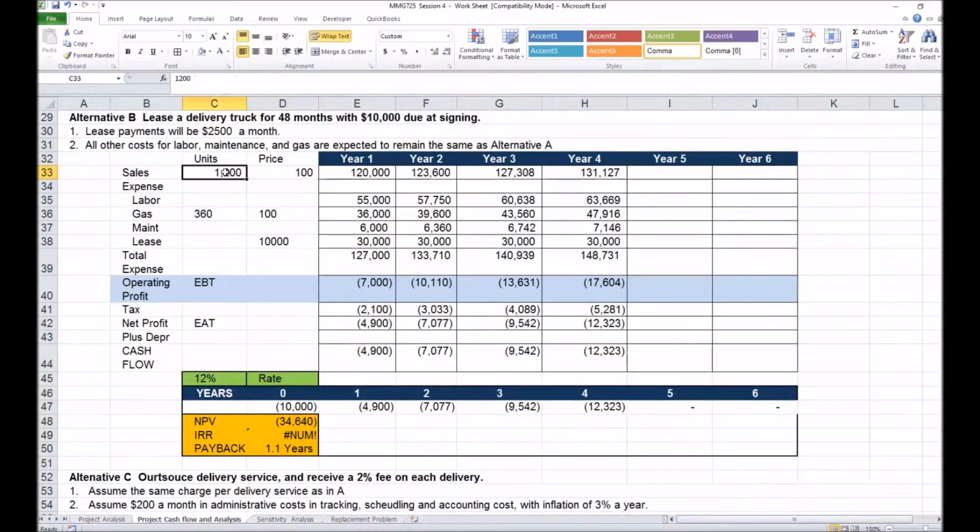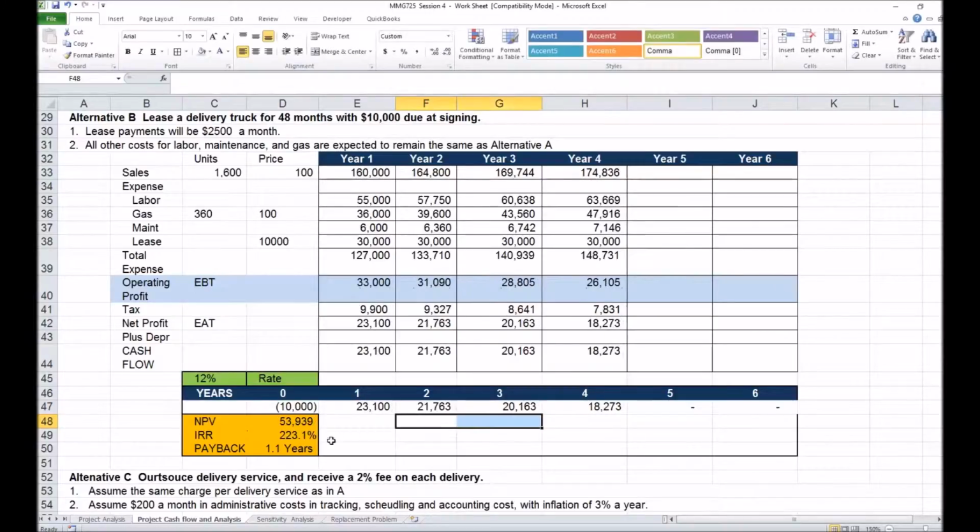If this one were to change to 1,600, it goes up even faster. This is because we don't own the truck. This asset belongs to somebody else. And even though it only covers a 4-year period, it gives us a lot of flexibility.